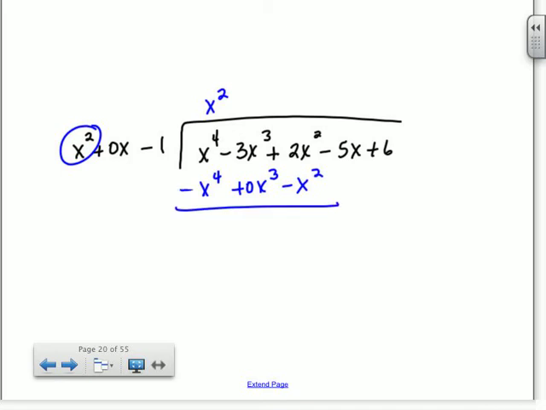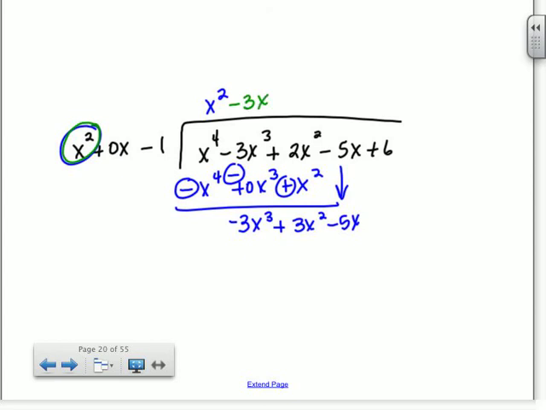Draw the line, change the signs. Add straight down and you get negative 3x cubed plus 3x squared. Drop the negative 5x. Okay, now you say, what do you multiply x squared by in order to get negative 3x cubed? So you repeat the process, so you need negative 3x.